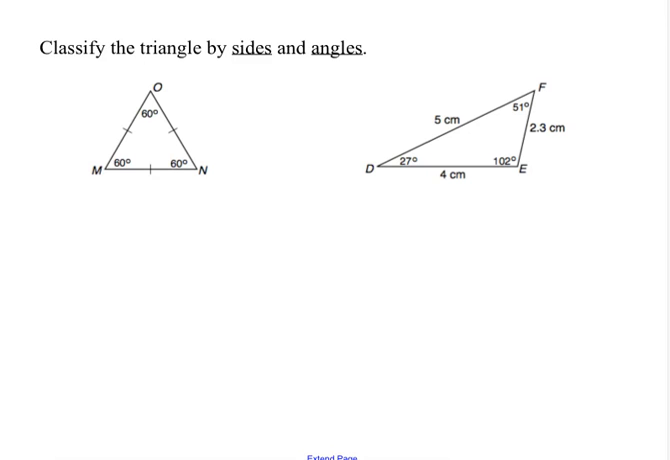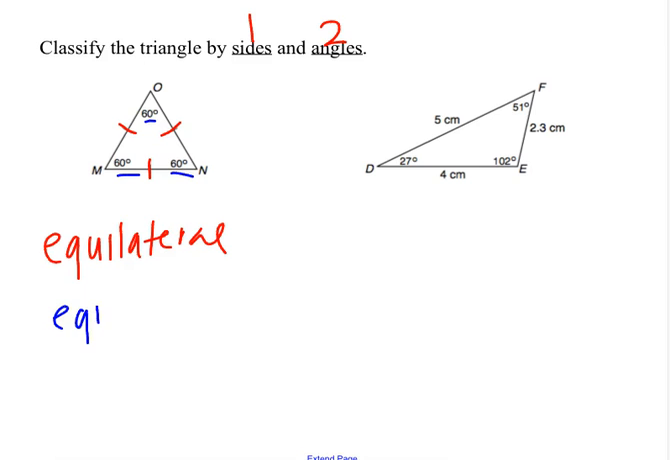Classify the triangle by its sides and angle measures. So two answers. Let's start with the sides. I see that all three sides have the same tick mark, so that must mean it's equilateral. And then I notice that all angle measures are 60, so it's equiangular.